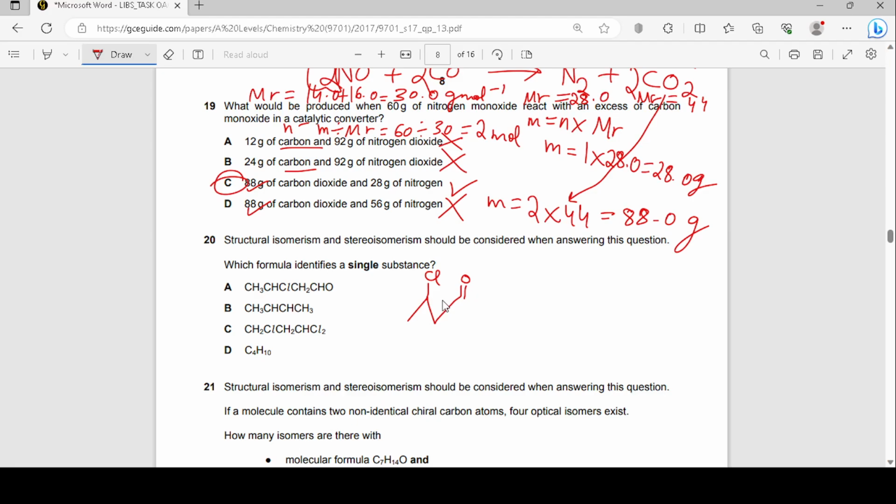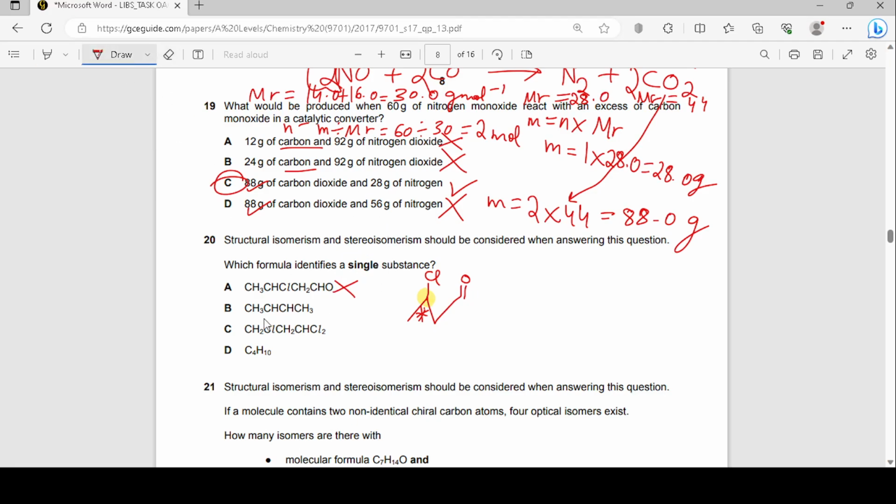And let's see, does this have any isomers? Well, I think because this carbon, which I shall just highlight. Can I highlight it? Okay, this one, yeah. So that carbon has one chlorine attached to it, one CH3 attached to it, one CH2CHO attached to it, and one hydrogen attached to it. It's not drawn in the skeletal formula, but it's there. So it has 4 different groups attached to it, which means, yes, it will show optical isomerism. And because there's an isomer of it, it doesn't identify a single substance, does it? So we can cancel out A.